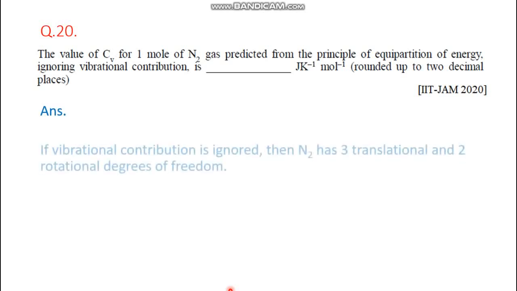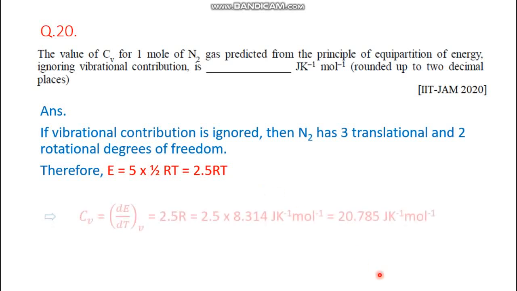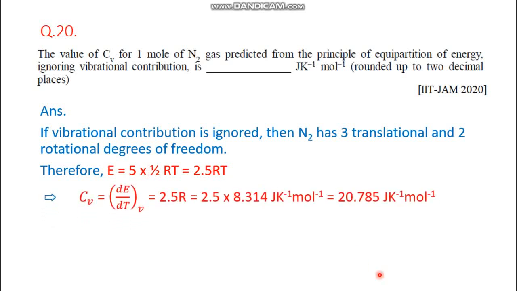It came in 2020. If the vibrational contribution is ignored, then nitrogen has 3 translational and 2 rotational degrees of freedom, because by default nitrogen is a linear molecule, therefore it should have 2 rotational degrees of freedom. So it has a total of 5 degrees of freedom, and hence its energy is 2.5 RT. Therefore Cv is definitely 2.5 R, and the value is 20.785, and after rounding it off to 2 decimal places, it is 20.79 joule per Kelvin per mole.